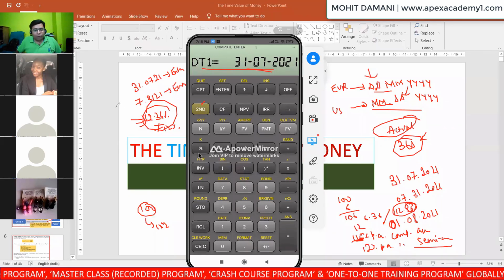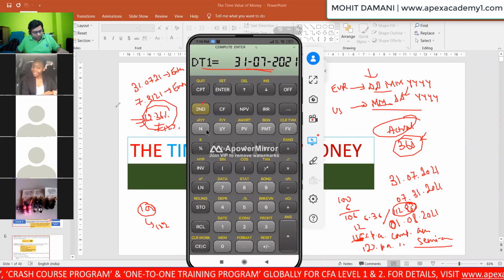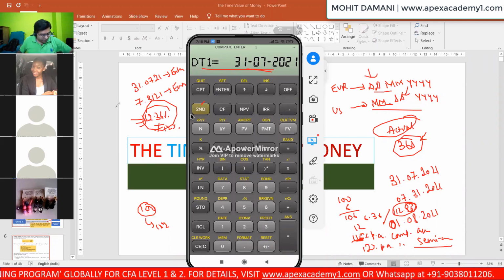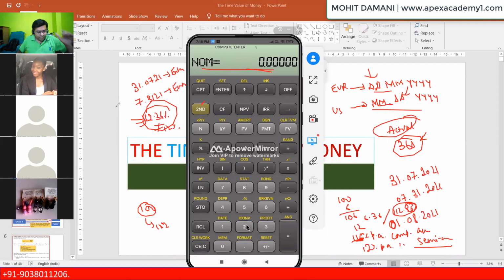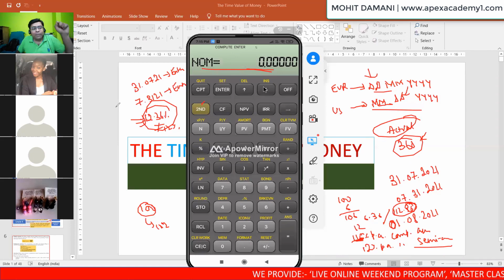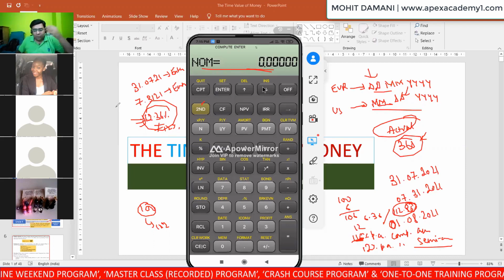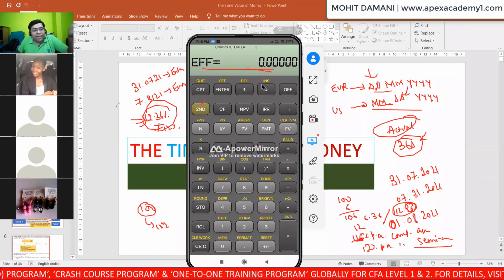Okay. Now I am about to show that. Suppose this is my interest rate conversion function. First I press second and go to ICON. There are three things: NOM, EFF and C by Y. Now let me explain. You have to plug in two and the third is auto calculated. NOM means nominal rate, the rate that is to be compounded. EFF means the effective annual rate.